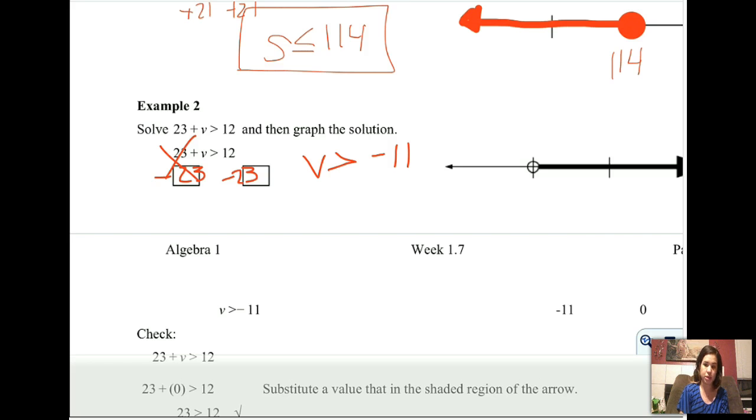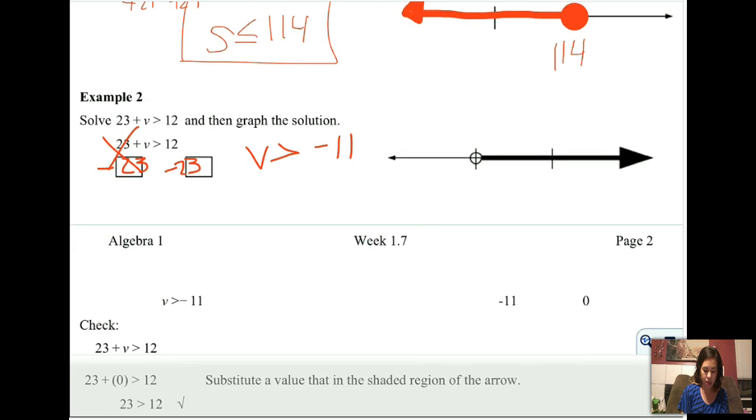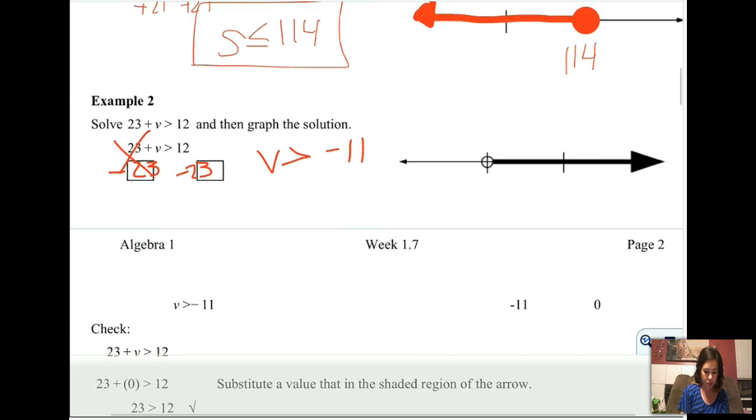Now we know that since it doesn't have that line underneath, it's going to be an open circle. So they already started it for me. It's an open circle here, and I think this graph is wrong. I'm going to go ahead and graph over it.